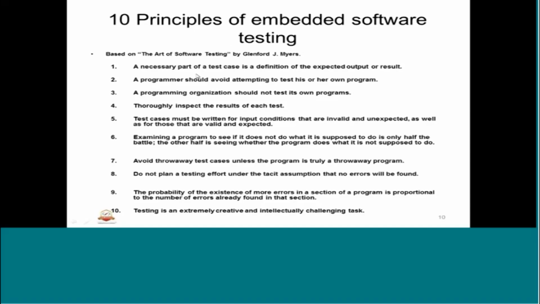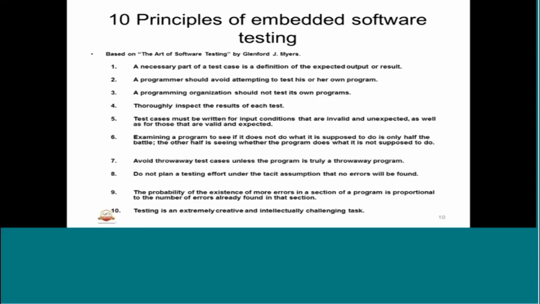A necessary part of a test case is a definition of the expected output or result. We know this. We need to have an expected output and result. A programmer should avoid attempting to test his or her own program. That means independence should be maintained. The programmer should try to test as an independent person, and should not be biased while testing. A programming organization should not test its own programs. That means one is at the programmer level, another one is the organization.